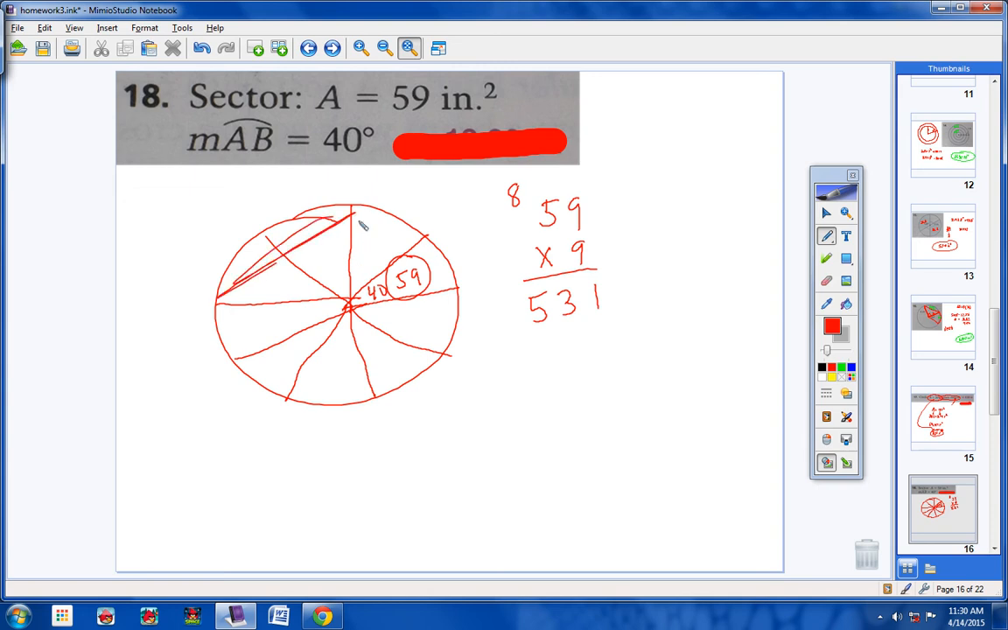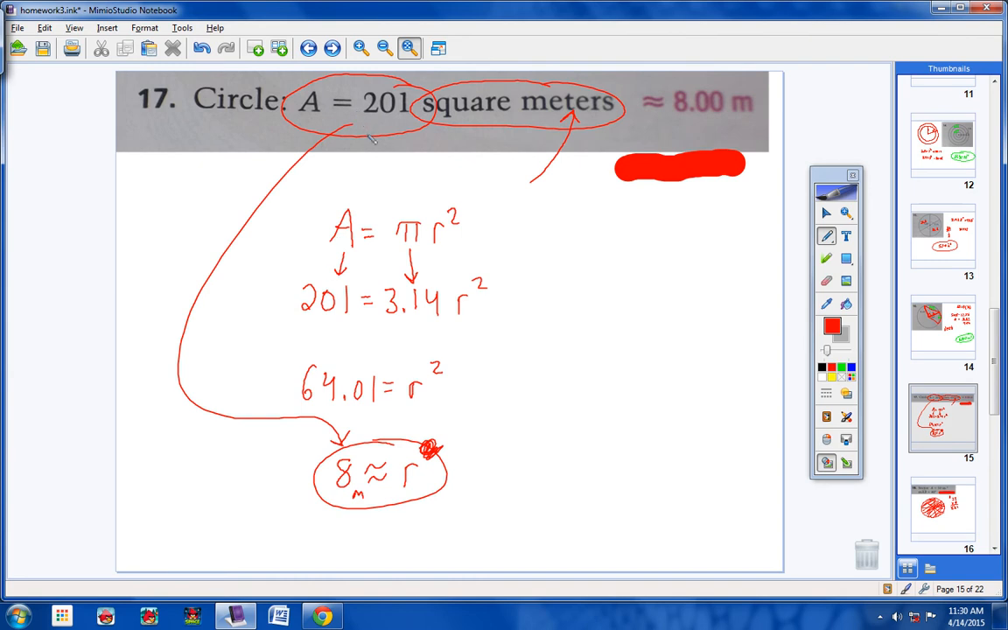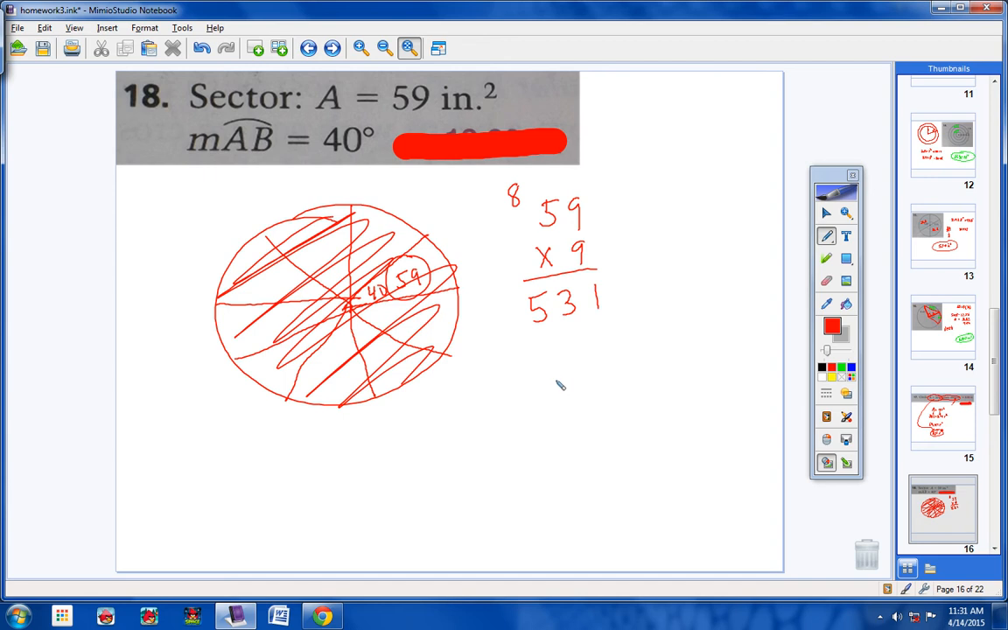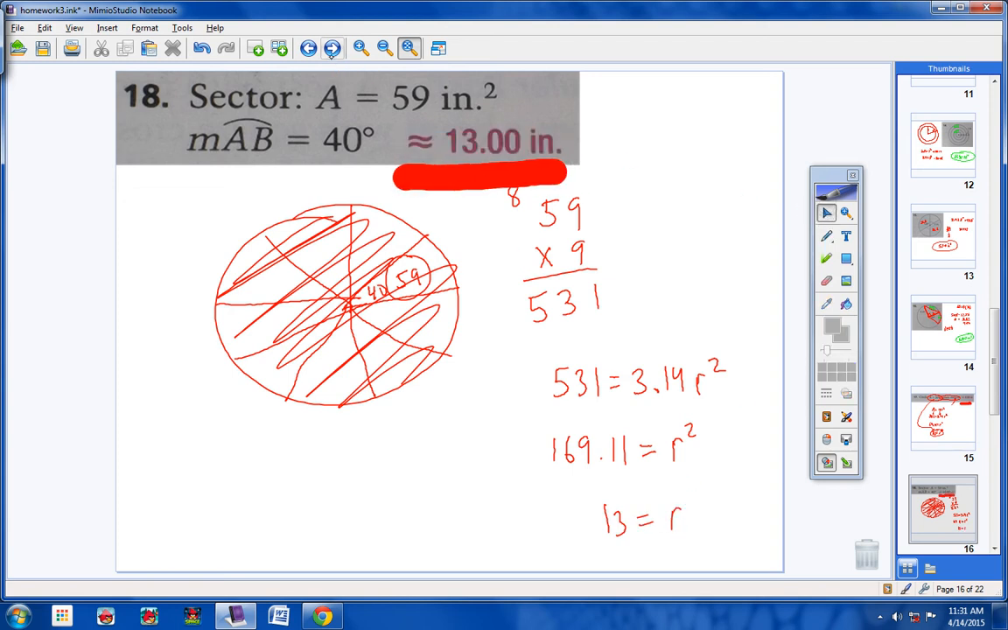Now that you know the area of the entire circle, we can find the radius. We did it back here. The area of the circle is 201, and we found the radius. So the area of the circle is 531. So area equals pi r squared. Take 531 and divide that by 3.14, and you're going to get 169.11. 169.11 equals r squared. Take the square root of both sides and you will get approximately 13. So the radius is 13. Now we get to the harder ones, okay?